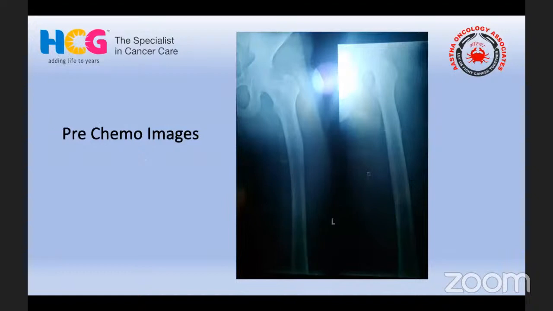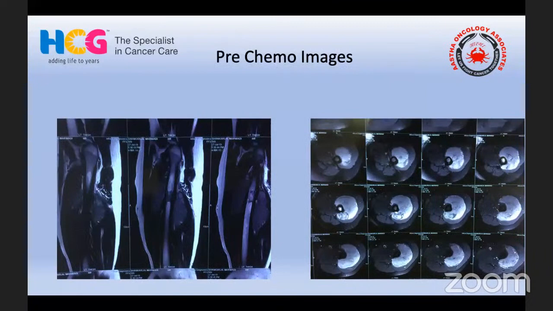This is X-ray and this is MRI showing soft tissue extension with bony involvement. So we can't see the MRI. Standard chemotherapy was given, and this is the post-chemotherapy images. Okay. So this is another images.